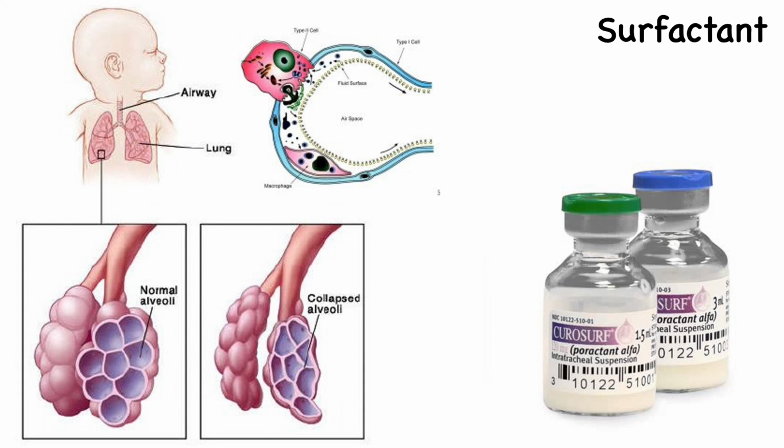Surfactant is a substance that is naturally occurring in the lungs. It is produced by type 2 alveolar cells in the lungs. It helps to lower the surface tension in the airways, and its main aim is to keep the alveoli open. Premature infants may not have sufficient surfactant, and this is a treatment that may be given during their hospitalization.